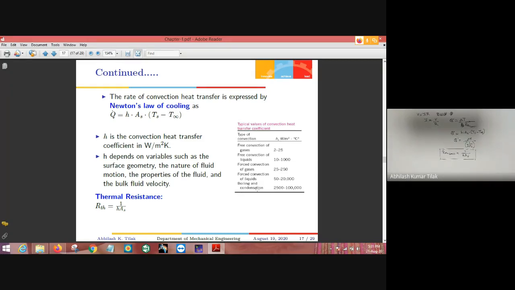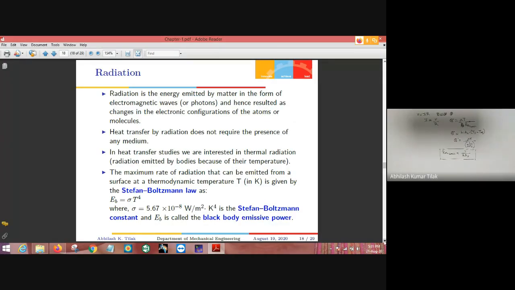Also, boiling and condensation is also a convective phenomena. So it is having very high value of heat transfer coefficient involved, ranging from 2,500 to 1 lakh watt per meter square degree centigrade. Now coming to the third mode of heat transfer, that is radiation.